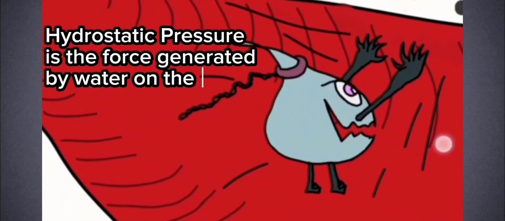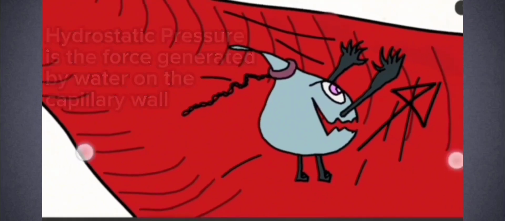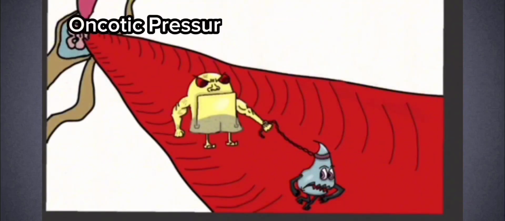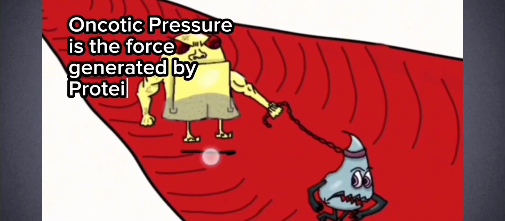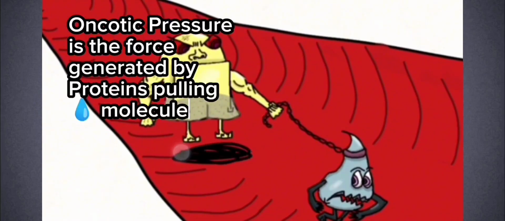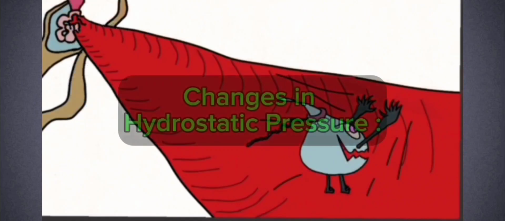Hydrostatic pressure is the force exerted by water on the capillary wall. Oncotic pressure is the pulling force created by plasma proteins, mainly albumin, that try to draw water back into the capillaries. Let's start with the hydrostatic pressure. What could affect the hydrostatic pressure inside the glomerular capillaries?